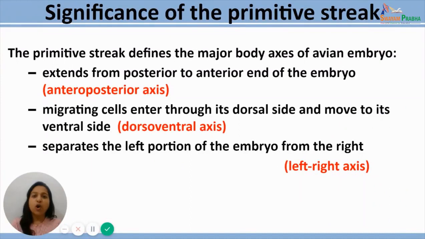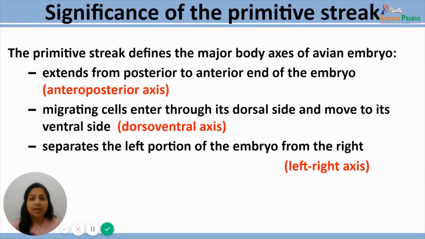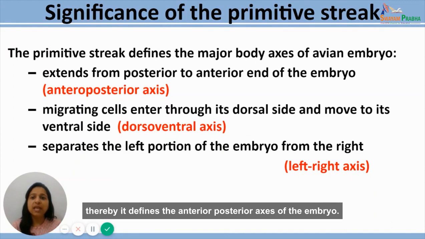All during the chick embryo gastrulation, we have been studying the primitive streak. The primitive streak formed, the primitive streak elongated, and ultimately it regressed during the formation of the chick embryo. So, what is the significance of this primitive streak? The primitive streak actually defines the major body axis of the avian embryo. It extends from the posterior to anterior end of the embryo, thereby defining the anterior-posterior axis of the embryo.